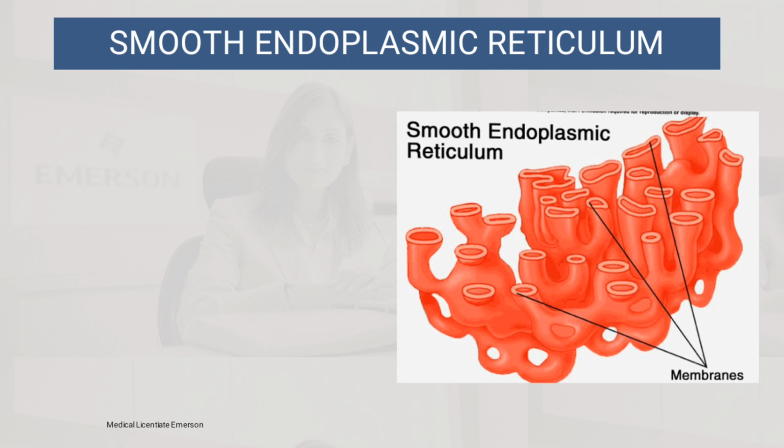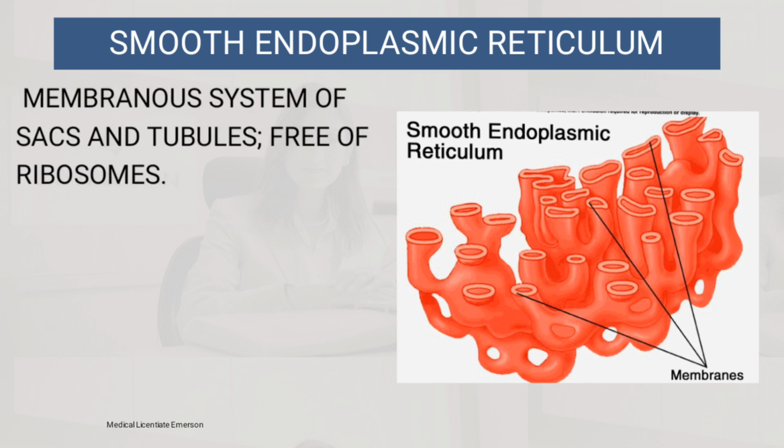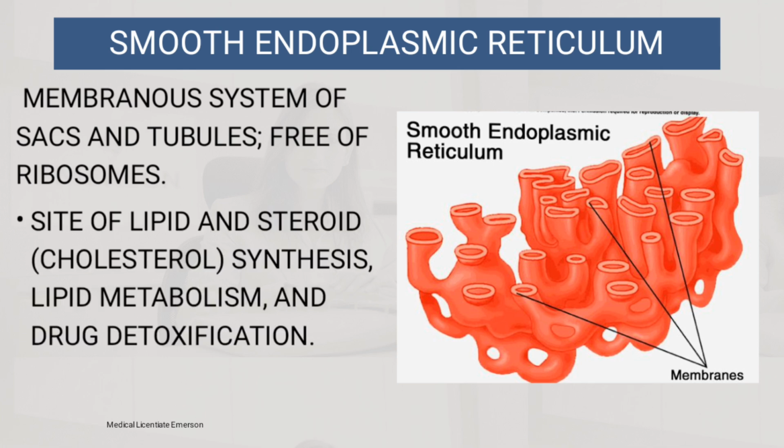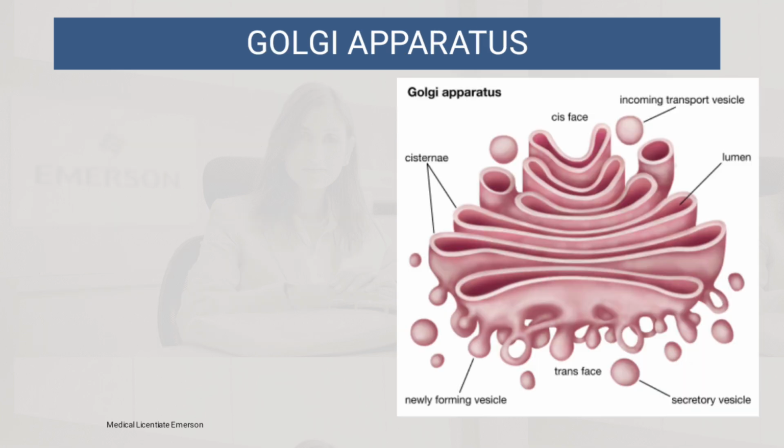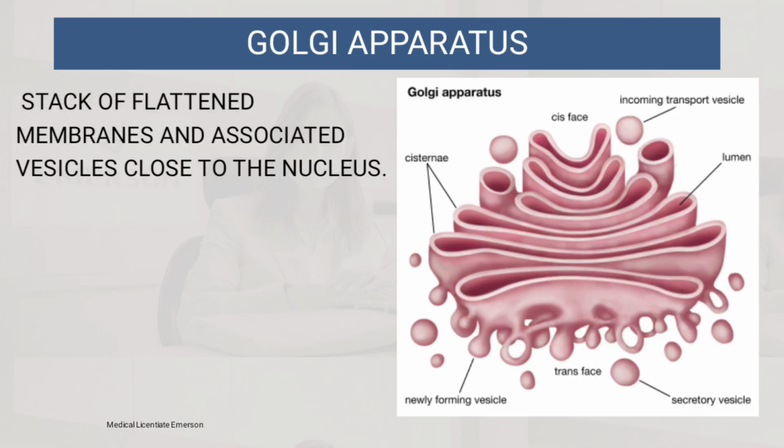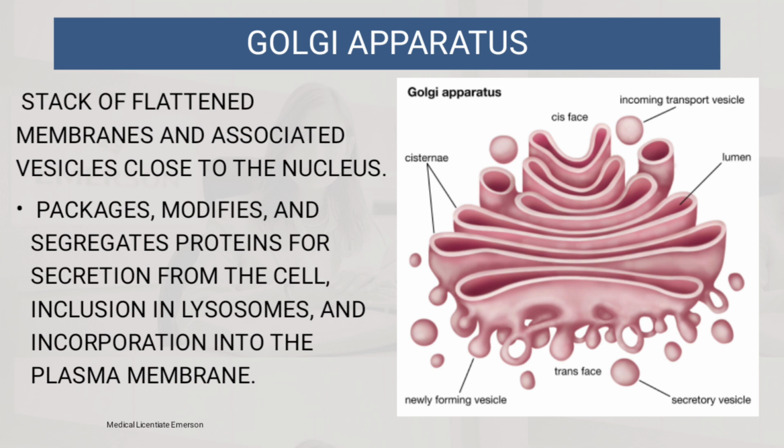Then we have the smooth one, which doesn't have ribosomes on its surface, which is a membranous system of sacs and tubules free of ribosomes. It is the site of lipid and steroid, which is cholesterol, synthesis, lipid metabolism, and drug detoxification. That's the function. Then you have the Golgi apparatus, which is a stack of flattened membranes and associated vesicles close to the nucleus. It packages, modifies, and segregates proteins for secretion from the cell, inclusion in lysosomes, and incorporation into the plasma membrane. And this is the structure.